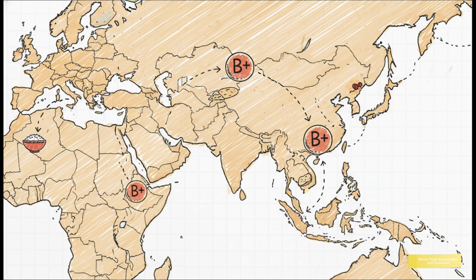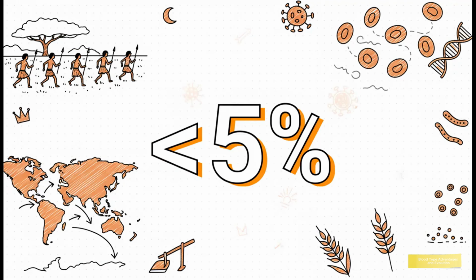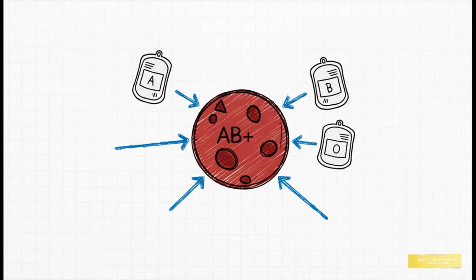Some studies even suggest that people with type B blood might process carbs and fats a little differently, which could be an adaptation to different regional diets over thousands of years. And that brings us to the last of the positive types. It's both the rarest and the youngest kid on the block, AB positive. This one has a superpower.